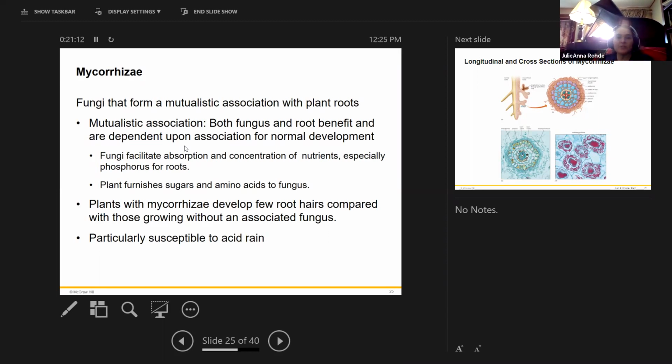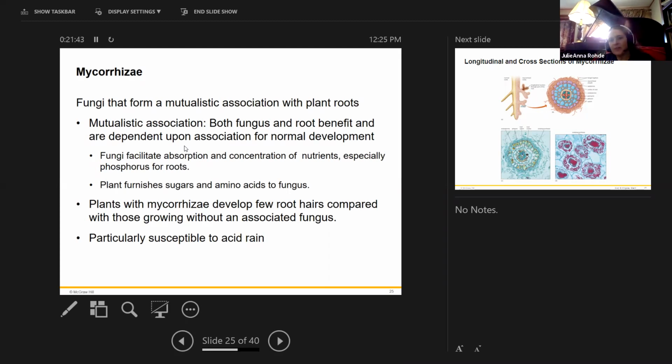And then we have this mutualistic. Mutualistic is where both organisms benefit. Okay, one does something for the other one, and in exchange gets something else. So both the fungus and the root are going to benefit in this relationship. The fungus is going to facilitate absorption and concentration of nutrients, especially phosphorus for the roots, and the plant is going to give the fungus some sugars and amino acids. And so that's why it's mutualistic.